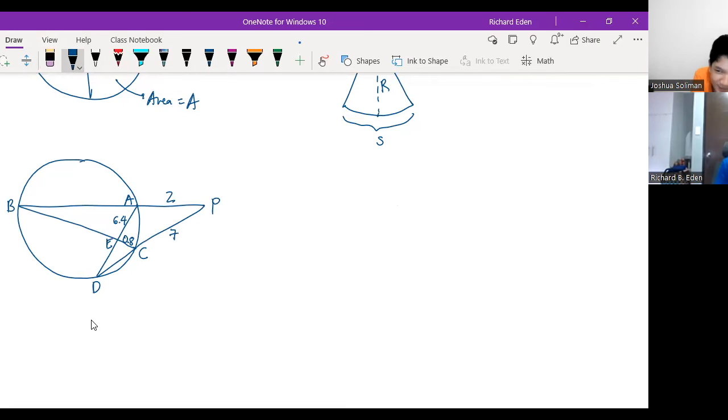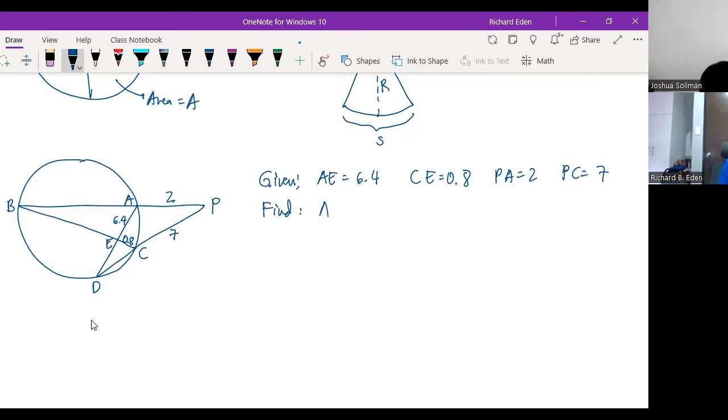Secant segments are drawn from a point P outside the circle, intersecting it at A, B, C, and D as shown. Chords AD and BC intersect at E. If AE equals 6.4, CE equals 0.8, PA equals 2, and PC equals 7. So these are all the givens. Find AB.